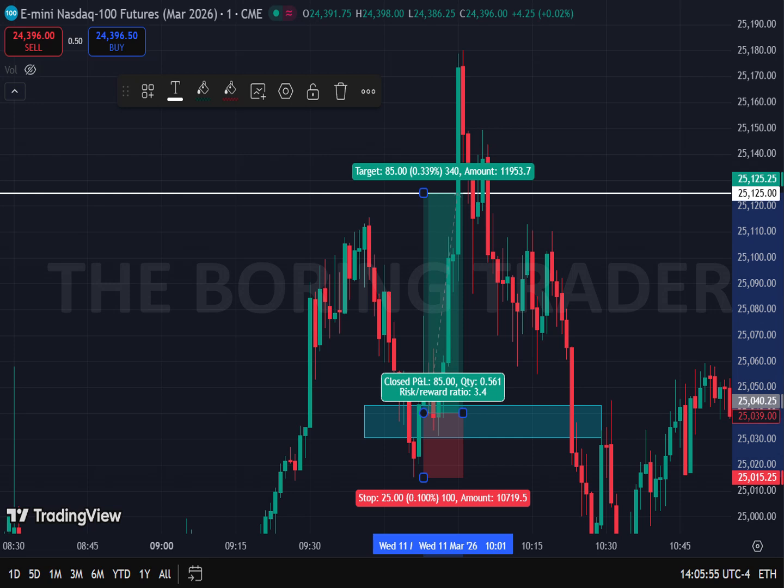And you can see here, the entry could have been taken around the 2540 level with roughly a 25 point stop loss, targeting the overnight highs, which was about 85 points away. And the interesting part here is that the market reached the target in just about 5 to 6 minutes. So overall, this was probably the cleanest and best setup of the week so far.